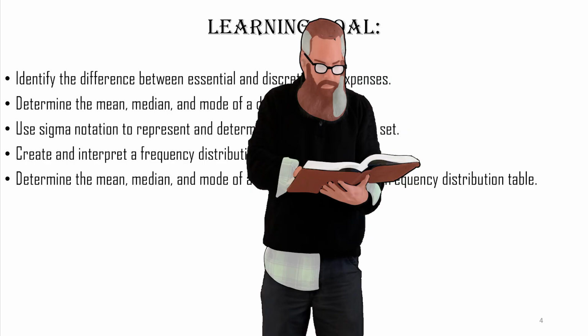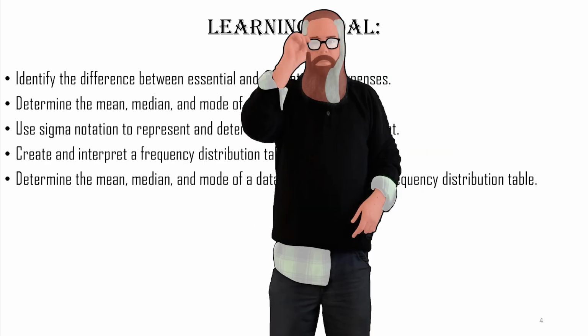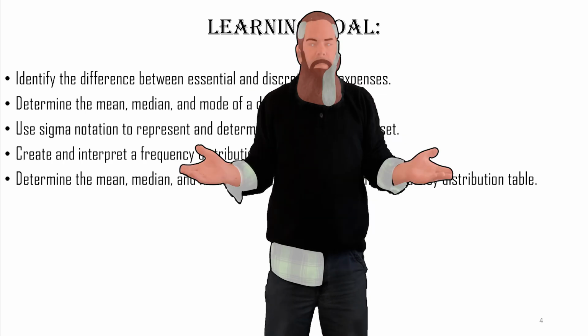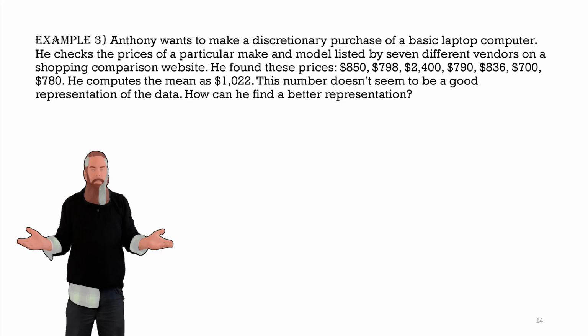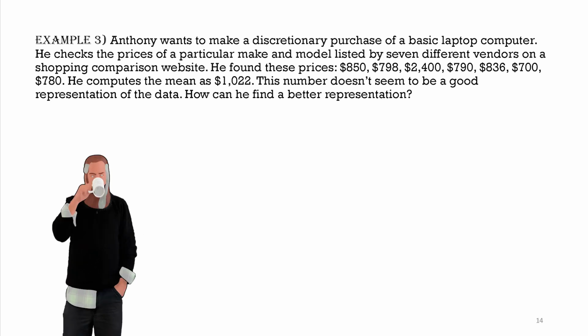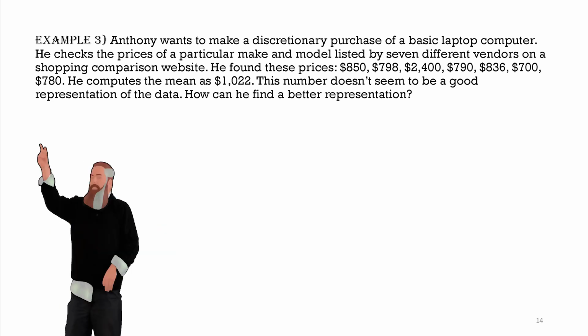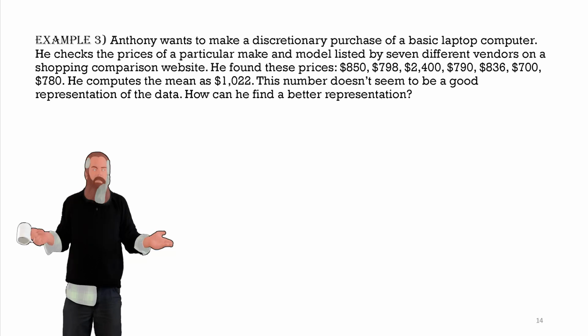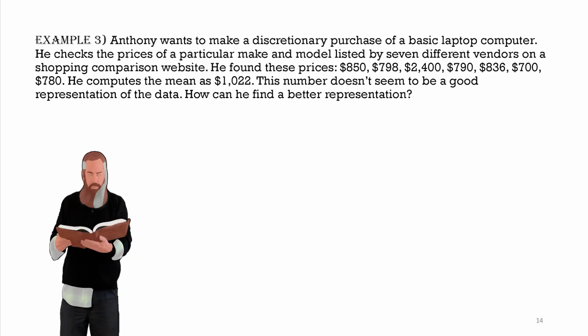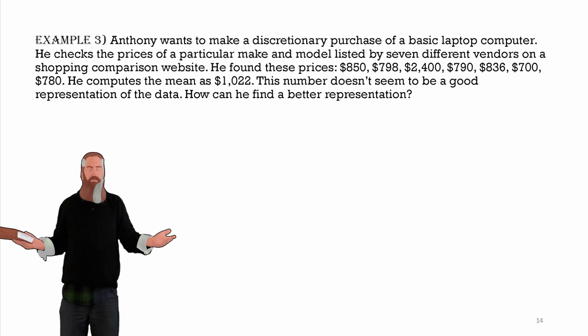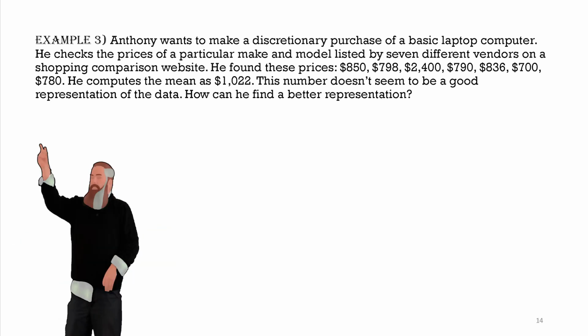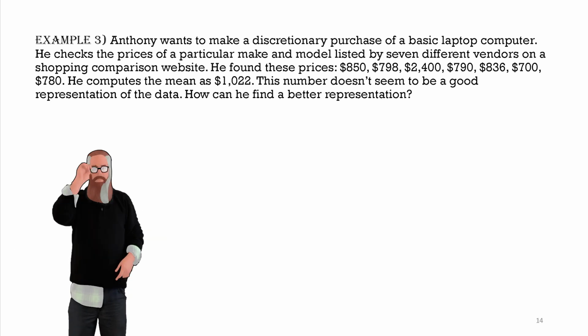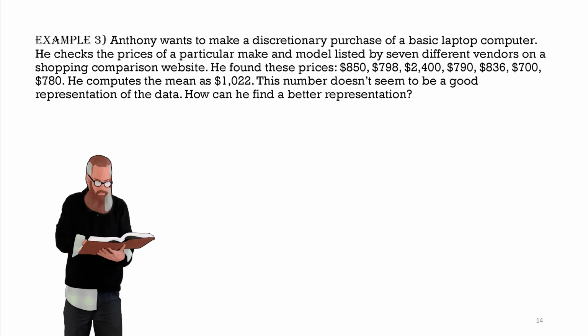$29.33. So what are the costs associated with items that you want but don't need? For that, we're going to take a look at Andy, who wants to make a discretionary purchase of a basic laptop computer. He checks the price of a particular make and model listed by 7 different vendors on a shopping comparison website. He found the prices to be $850, $798, $2,400, $790, $836, $700, and $780.